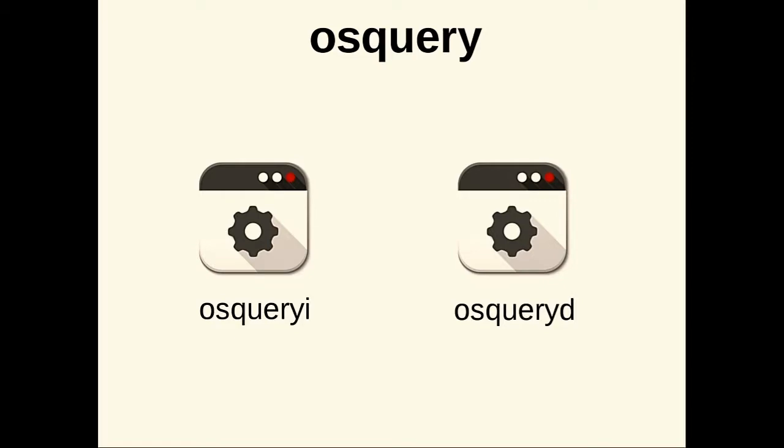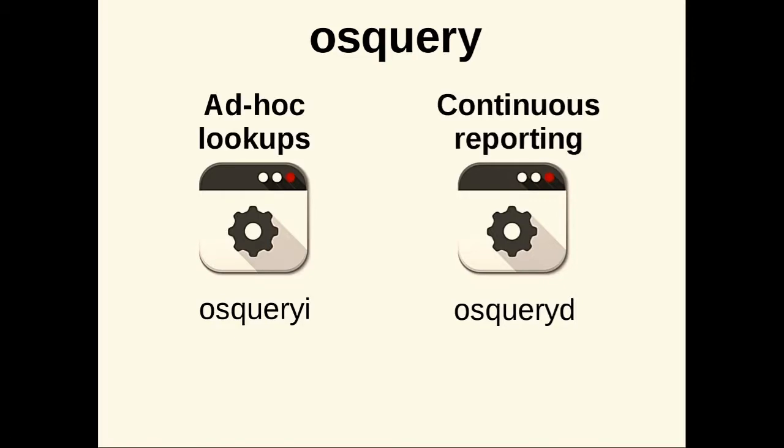So osquery essentially comes in two parts. You've got osqueryi, which lets you do ad hoc lookups of stuff that osquery knows about. It's really good for playing with osquery, finding out what types of data you might be able to extract out of it, troubleshooting your queries, that kind of thing. It's more of a kind of development tool.